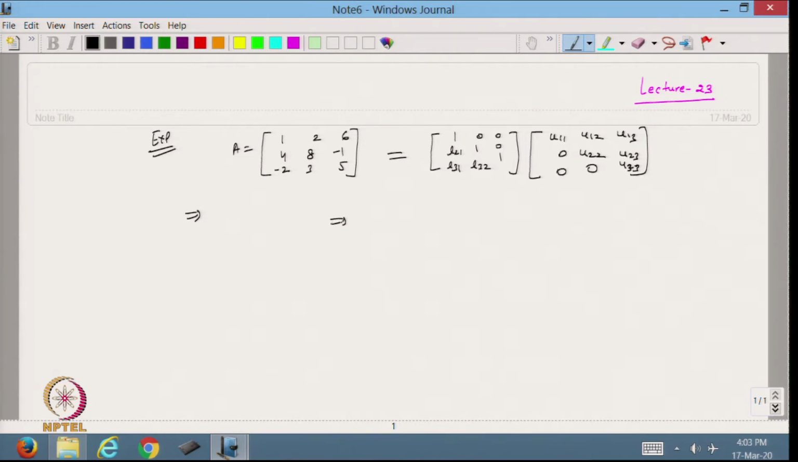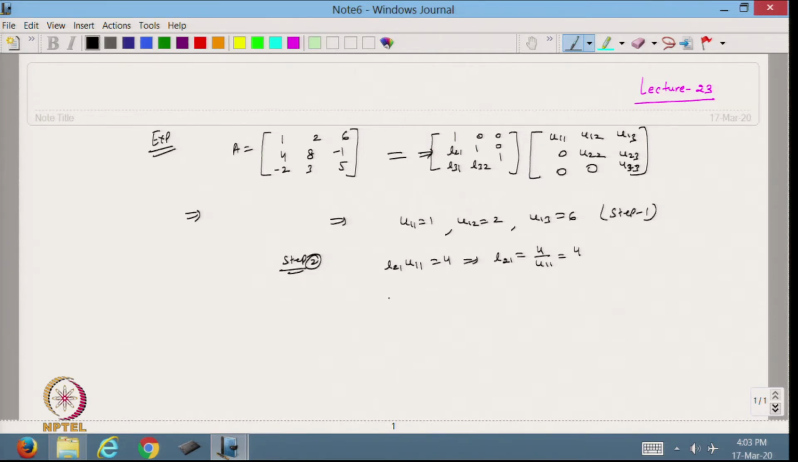Now I know that U 1 1 is 1, U 1 2 is 2 and U 1 3 is 6. That is from step 1. Now, from step 2, if I take the second row, I get L 2 1 U 1 1 is equal to 4, and from here I get the value of L 2 1. So L 2 1 is 4 by U 1 1, so it is 4.